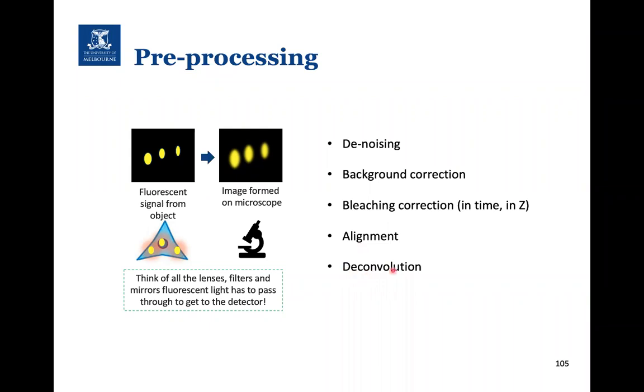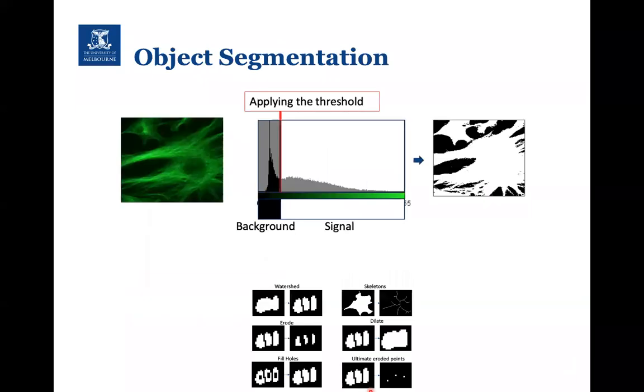And then finally, deconvolution. Again, as I talked a little bit on Tuesday about that, in terms of reassigning out of focus light and increasing your signal to noise ratio as well, which can often help when you come to do segmentation, which is the next bit.